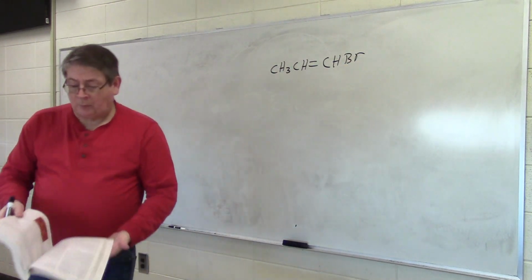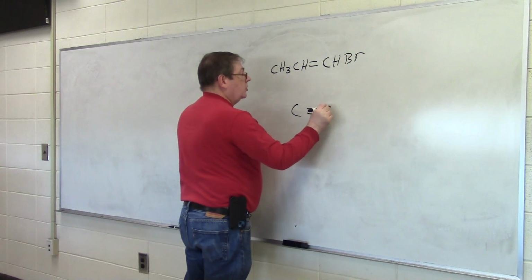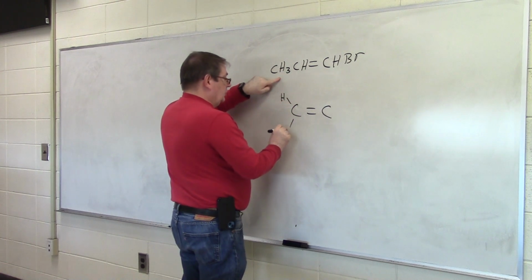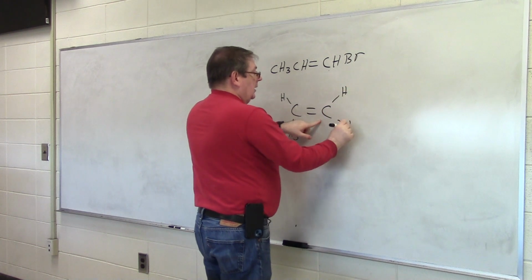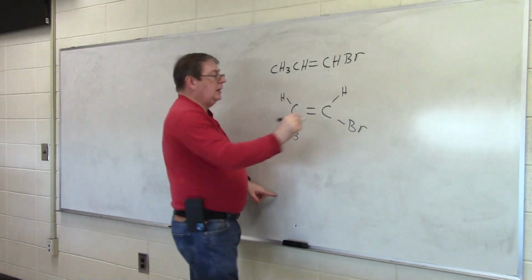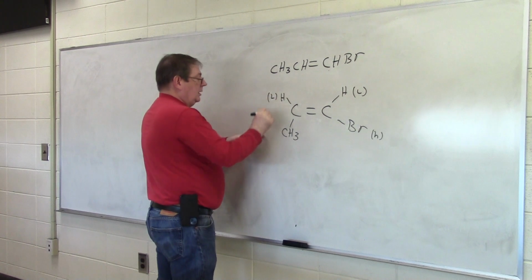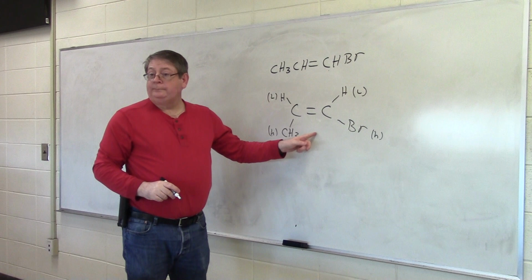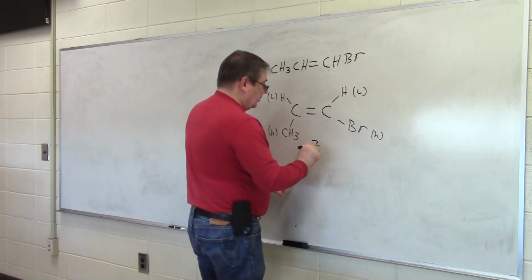So again, I'm going to draw it out. I know that this is an alkene. There's my two carbons. I know this carbon has a hydrogen and a CH3, and this carbon has a hydrogen and a Br. Again, high priority, low priority, low priority, high priority. The highs are on the same side, so I drew which one? This is the Z alkene.